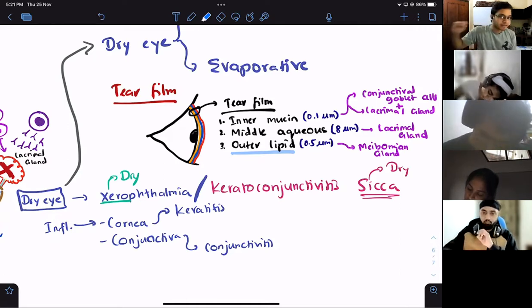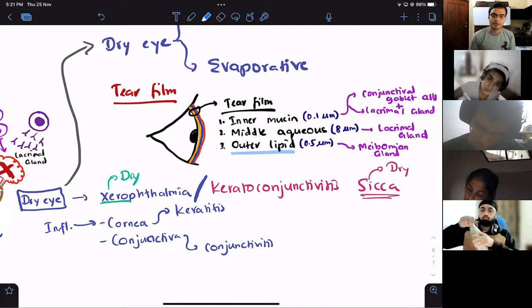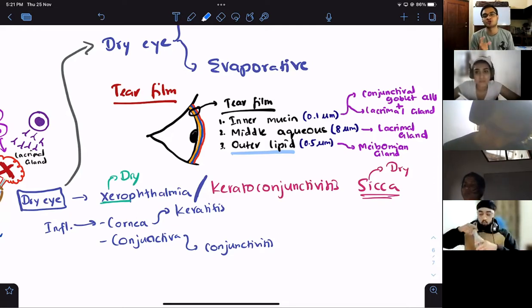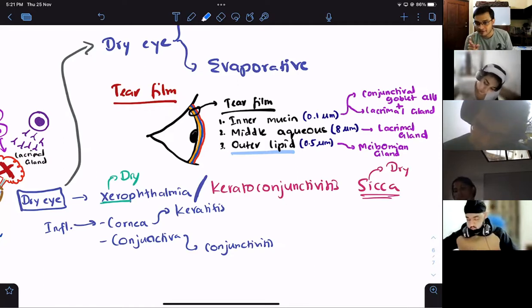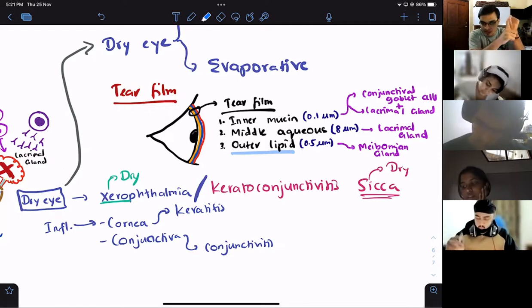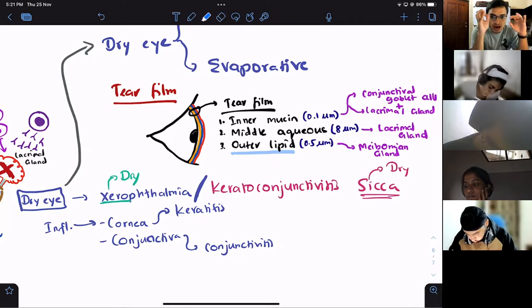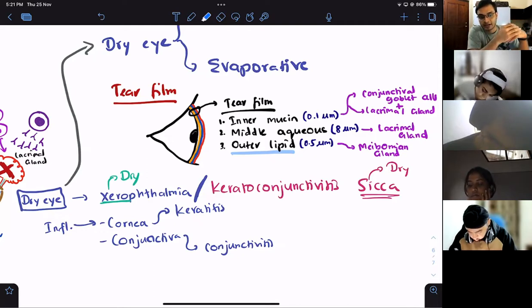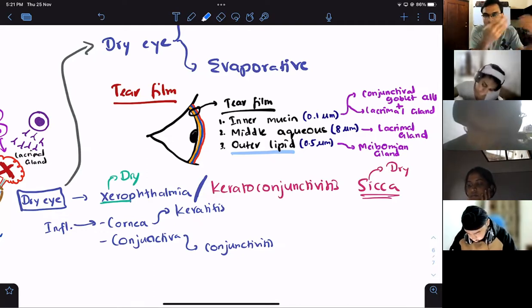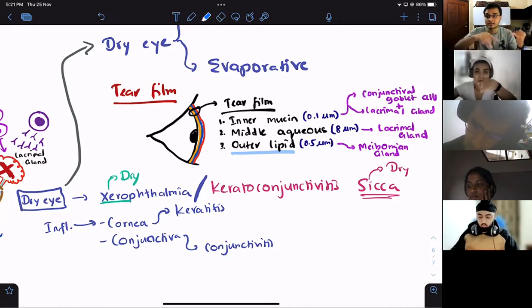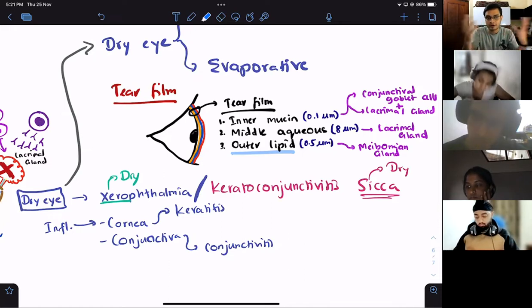Now, as opposed to that, what is happening in Sjogren's? In Sjogren's, the lacrimal gland itself is being destroyed. What is defective? The middle aqueous layer and the inner mucin layer. So this is a hyposecretive form of dry eye. The outer lipid layer can still be fine, but it doesn't matter. The entire tear quantity is going to be reduced, because the aqueous layer is the largest layer, and the mucin layer is also very important.